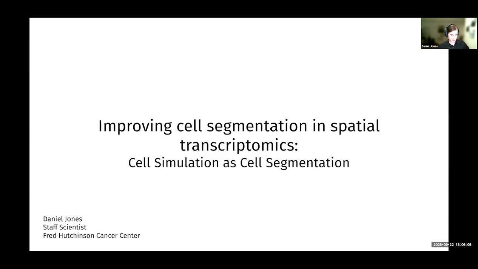Okay, yeah. So today I was going to talk a little bit about my work on cell segmentation and spatial transcriptomics. This sort of framework I call cell simulation as cell segmentation.